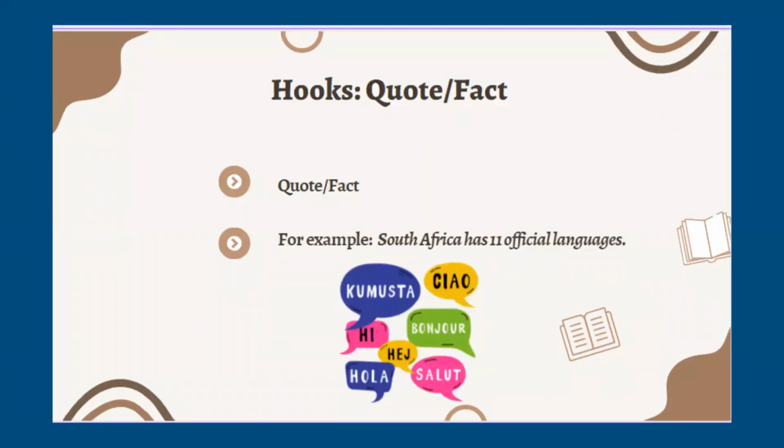Another way to start an introduction or a hook is by using a quote or startling fact. You can add a relevant quote or startling fact from one of your books, or maybe it's about a country or political event in one of your books, like what we can see on the screen.